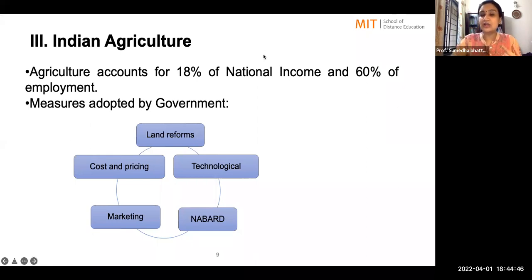Then the government also tries to provide security to the tenants, because there are many tenants who are not permanent tenants. They do not have tenancy rights. So obviously they can be thrown away by the landlords as and when they want.